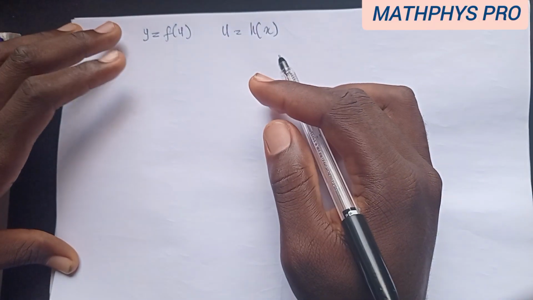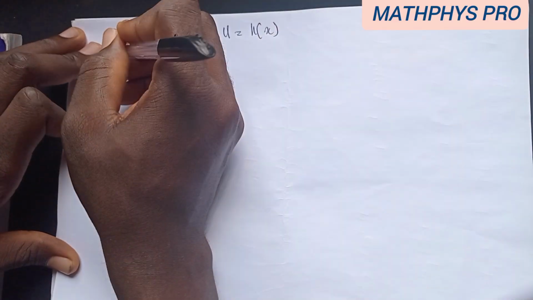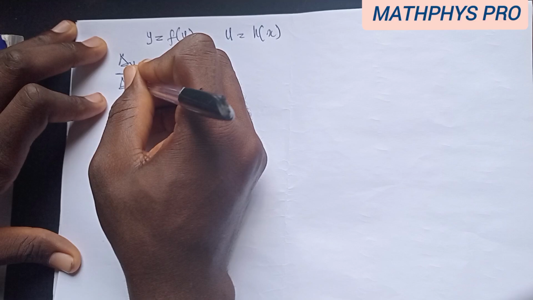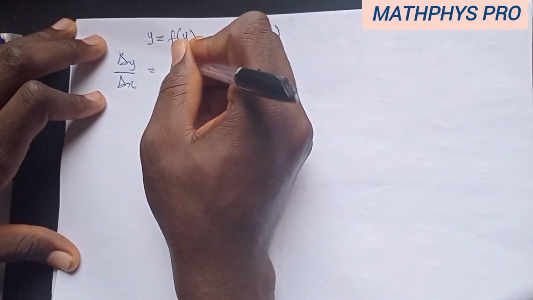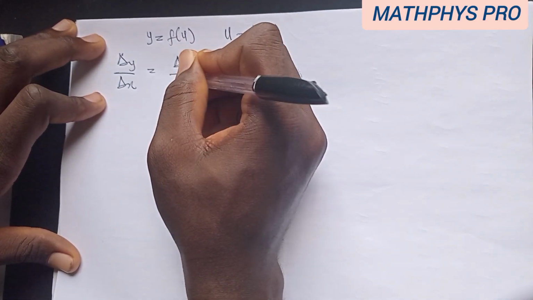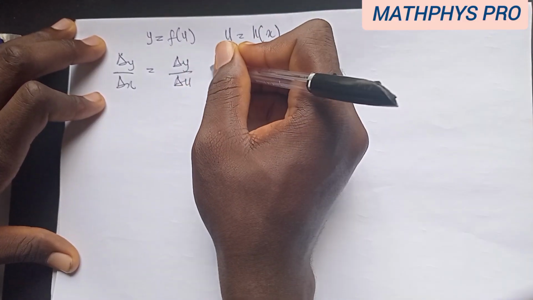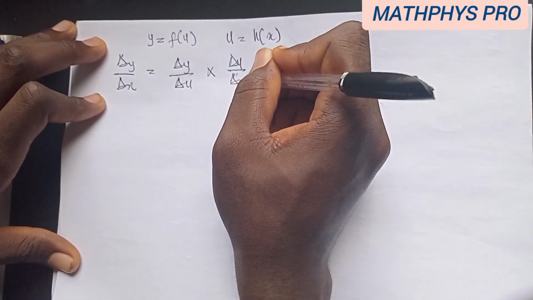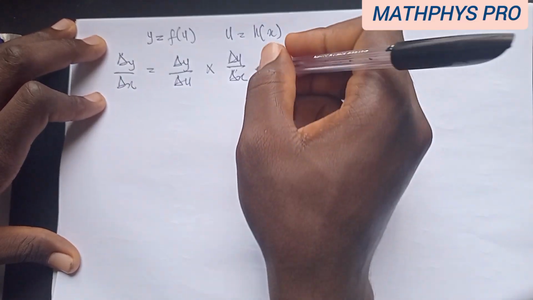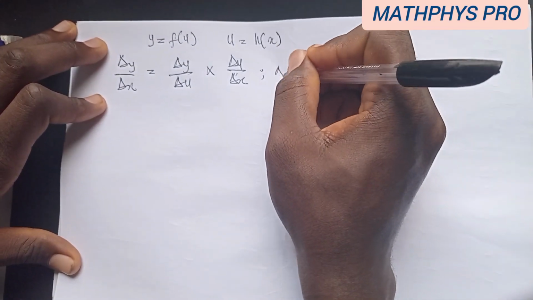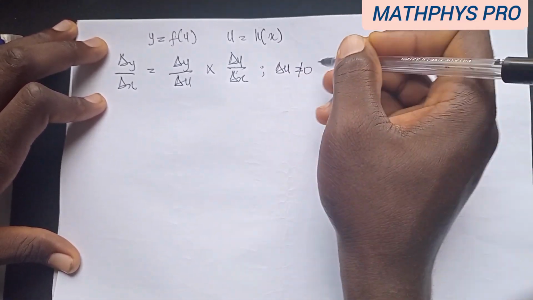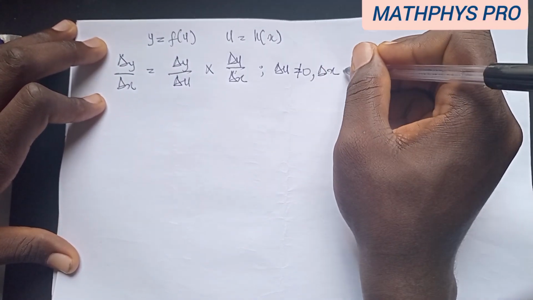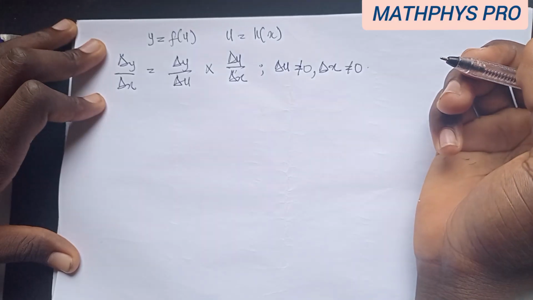By simple rearrangement, we can write that the change in y over the change in x is equal to the change in y over the change in u times the change in u over the change in x, where the change in u is not equal to 0, and also the change in x is not equal to 0.